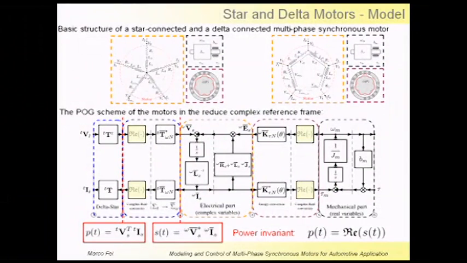As I previously said, the most important feature of this transformation is that it is power invariant, so the scalar product between the voltage and current vectors, which represents the power that flows through this section, is equal to the real part of the complex power into this section.